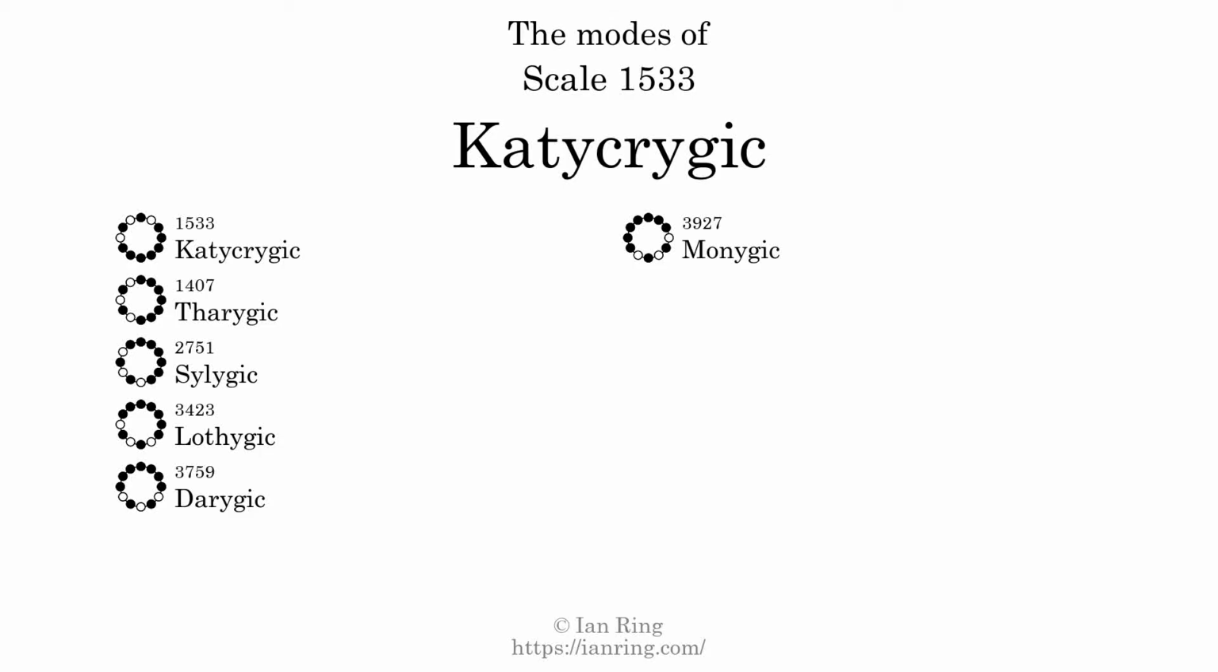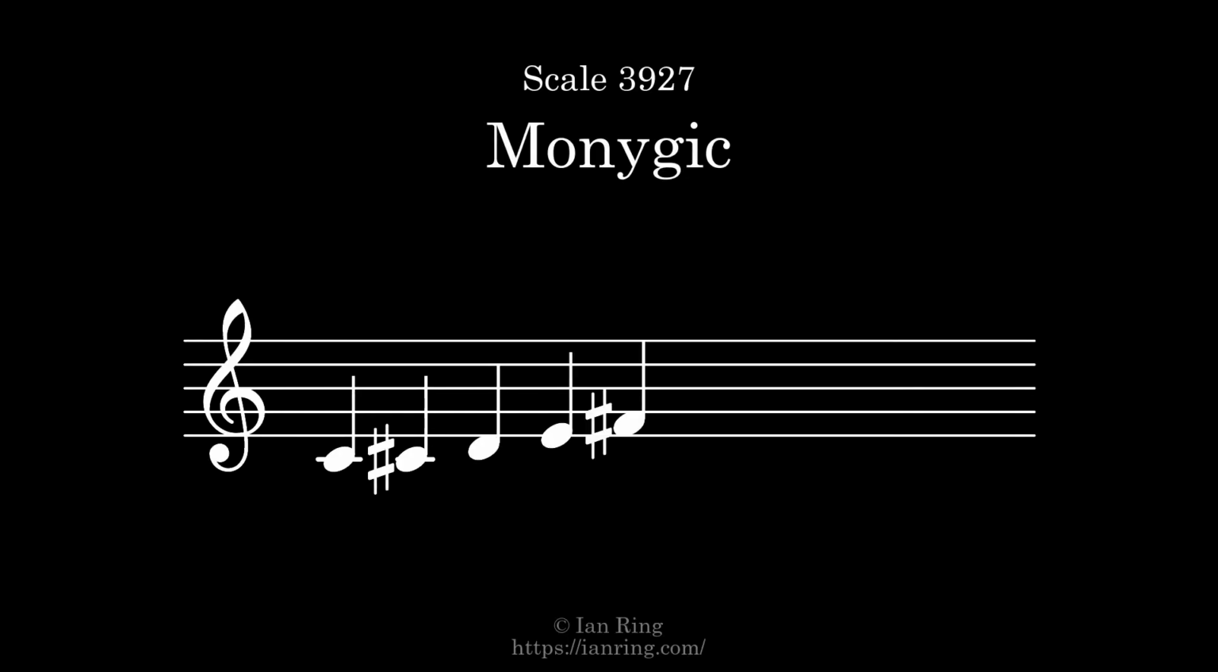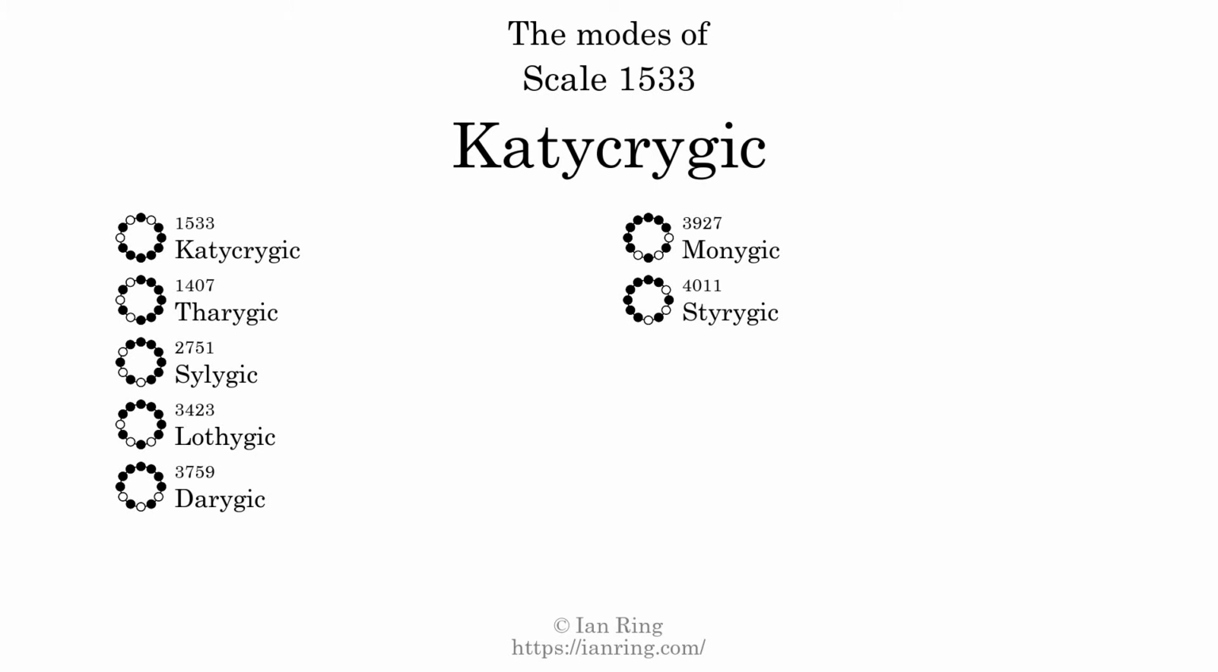The sixth mode is scale 3927, also known as manigic. It sounds like this. The seventh mode is scale 4011, also known as styragic. It sounds like this.